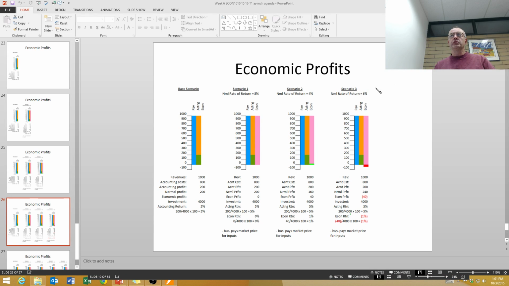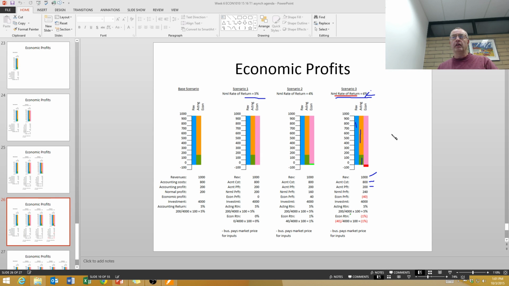So in this example, we're going to say that the normal rate of return in this industry is 6%. Our base case was 5%, now we're going to say it's 6. So again, we have a business that's generating $1,000 in revenue, with $800 in accounting costs and an accounting profit of $200, all same as before. But now the normal rate of return in this industry is 6%.